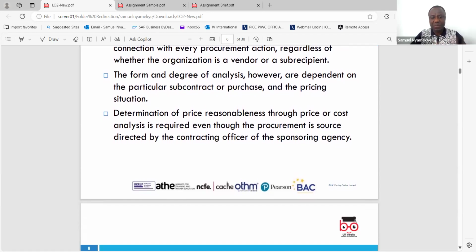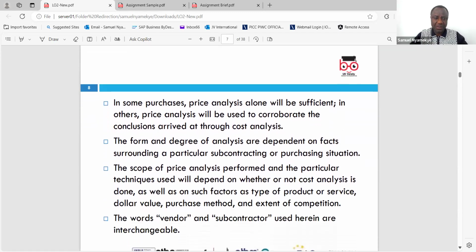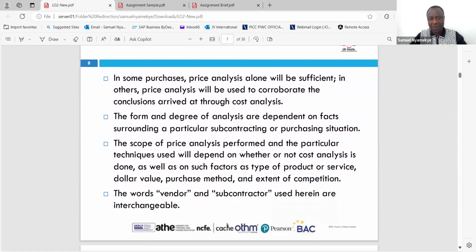We are saying that determination of how reasonable a price is, through price and cost analysis, is required through the whole process. So whoever is handling it, as an officer, as a buyer, as a procurement officer, should understand that cost and price analysis are tools that you need in order to contract for your company.